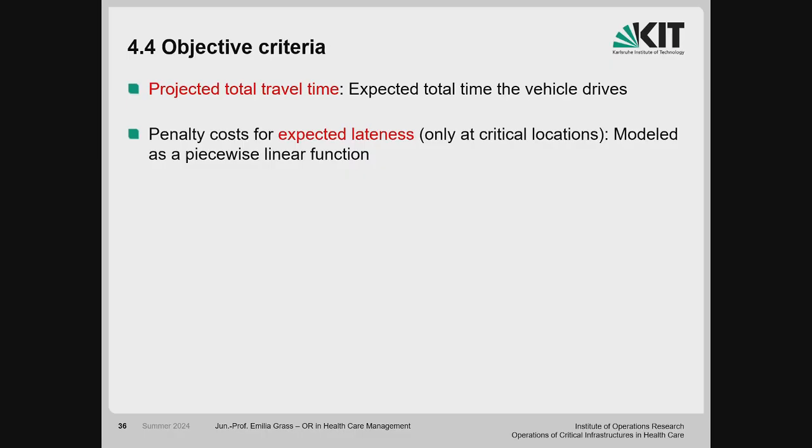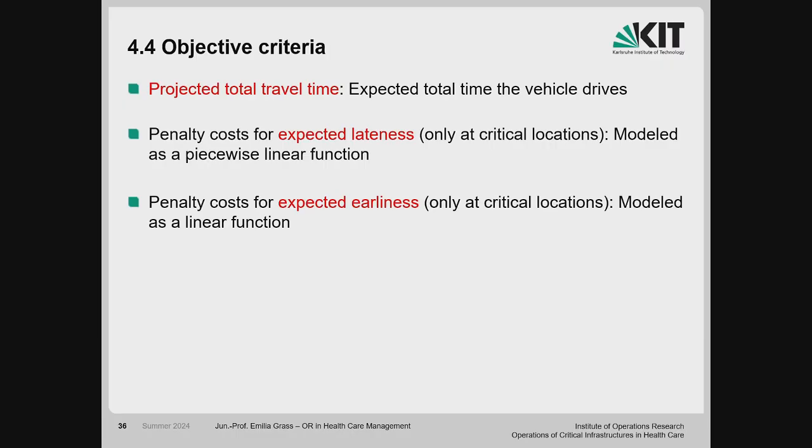Penalty costs for expected lateness, but only for the critical locations. If we have time windows that are not critical, say from 8 till 12 we should pick the patient up somewhere in the evening, that is absolutely fine, then there are no penalty costs. But if this is critical and the patient has some kind of priority, then we have penalty costs that are not really real, but for the modeling. And we model this as a piecewise linear function. And the penalty costs for expected earliness are modeled as a linear function.